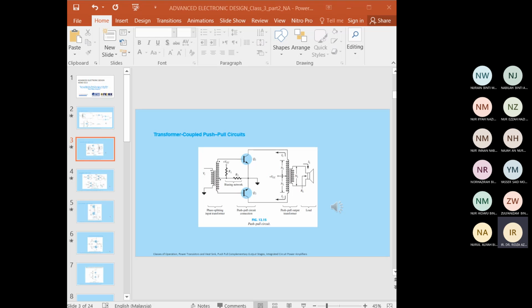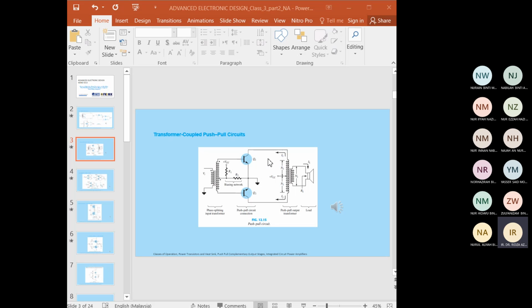All right, the transformer coupled circuit is known as the push-pull circuit. Transformer coupled push-pull circuit. So basically, there are four sections. One is the phase splitting. So this is the input, and we can see that there is a center tap here with a biasing network.